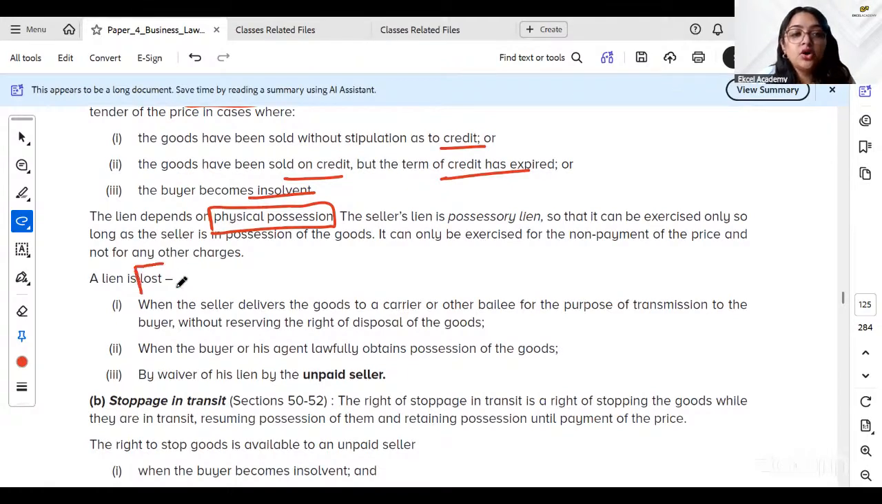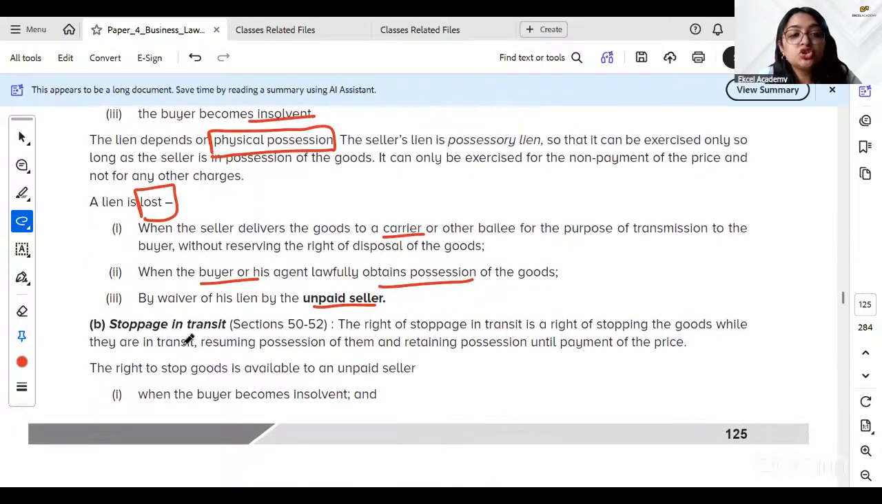When is your lien lost? Okay, when it is given to the carrier. Okay, when the buyer obtains the possession, or the waiver specifically says that I do not want this lien. All right, next is your stoppage in transit. Okay, transit is your period of delivery. Okay, or the in-process delivery. Okay, so the right of stoppage in transit is a right of stopping the goods while they are in transit, resuming possession. So first you stop the delivery to the buyer, okay, then you regain the possession, okay, and then you retain it as well until the price is paid.